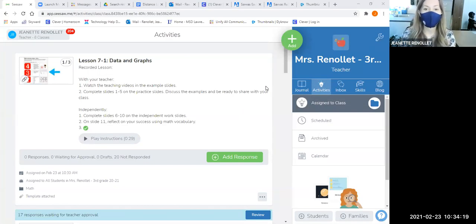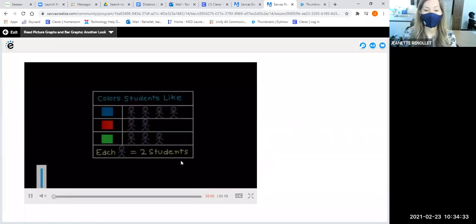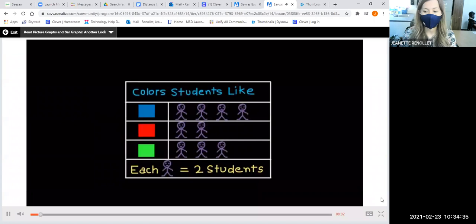In math today, we will continue learning about data and graphs. Today, we're going to begin with a video that's going to show us a little bit about using data and graphs. Hey, look at this. It's a picture graph. A picture graph uses pictures and symbols to show data. This one shows how many students in my class like certain colors.